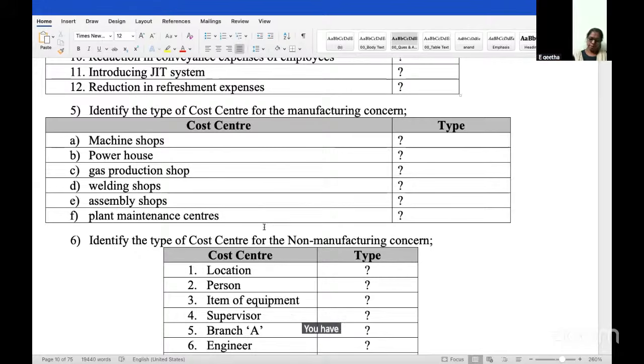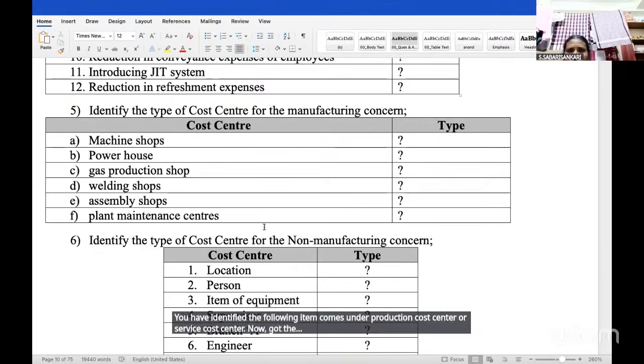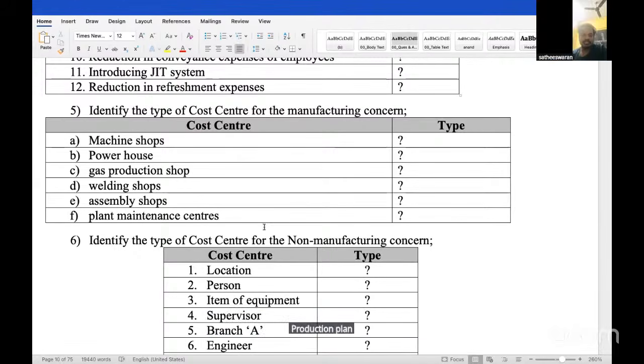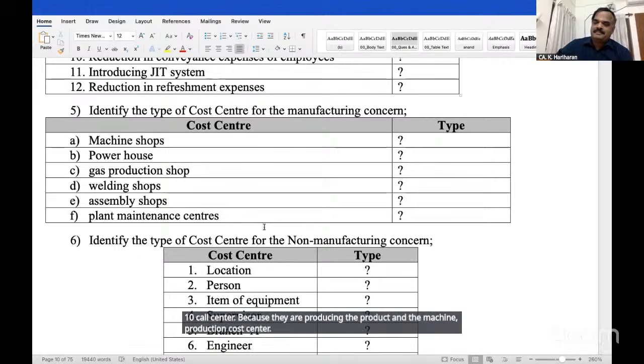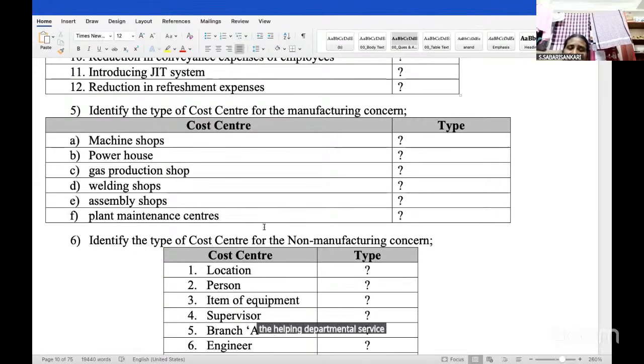You have to identify whether the following item comes under production cost center or service cost center. Machine shop: production cost center, because they are producing the product in the machine. Powerhouse: service cost center. Power helps you to produce the product. The helping department also comes under service cost center.